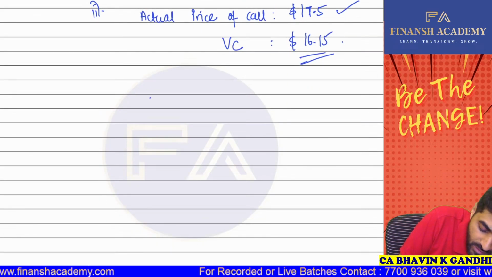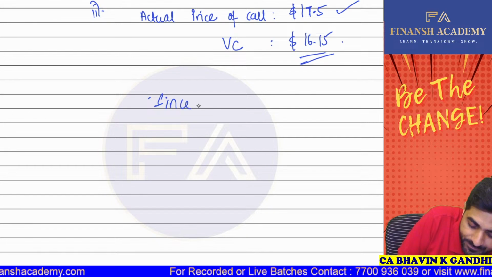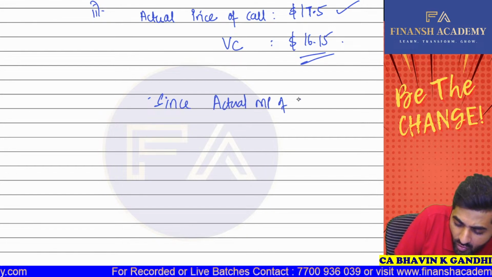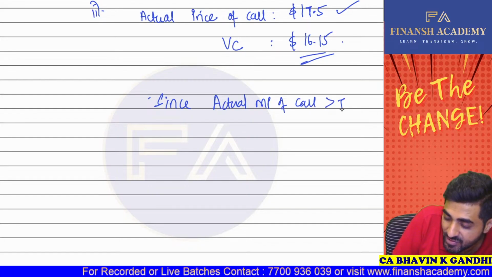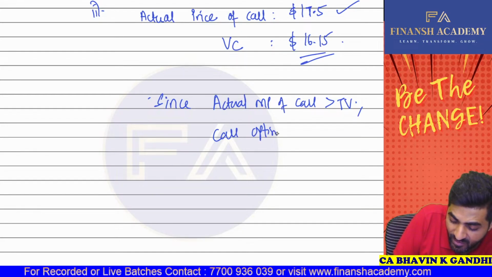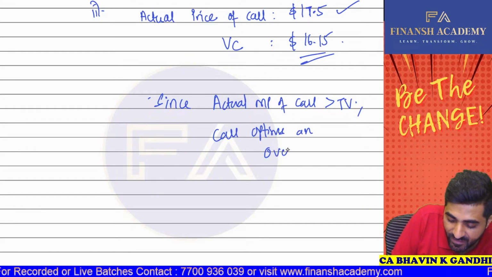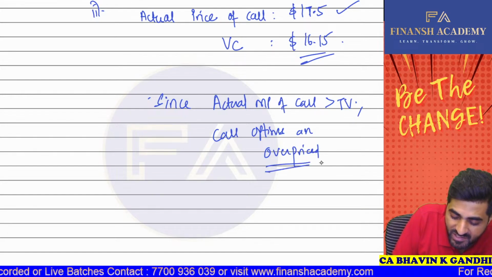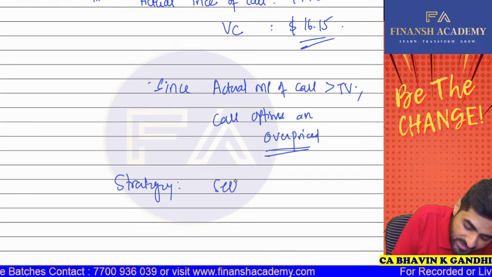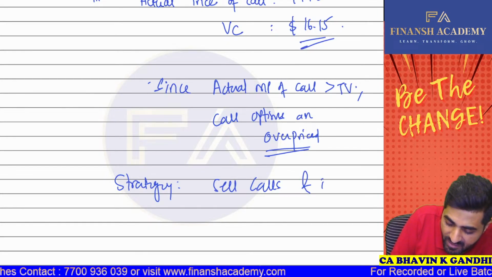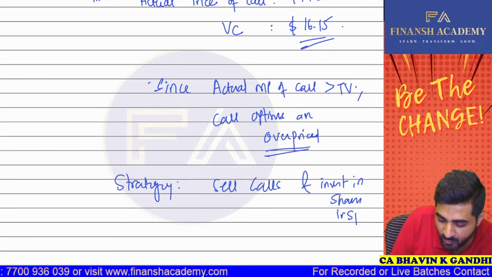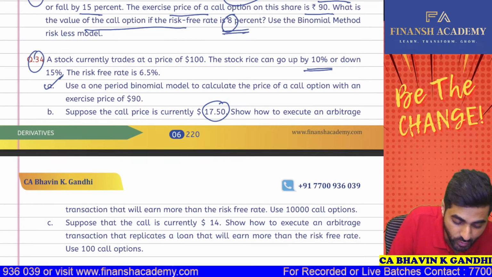So first we'll write down here, since the actual market price of the call is greater than its theoretical value, the call options are overpriced. And when the call options are overpriced, what is the strategy? The strategy is to sell calls and invest in shares in the spot market. So that's what they have told you here also.